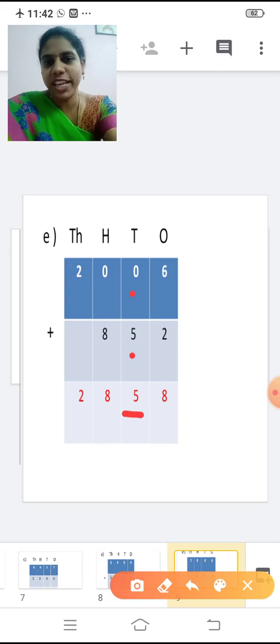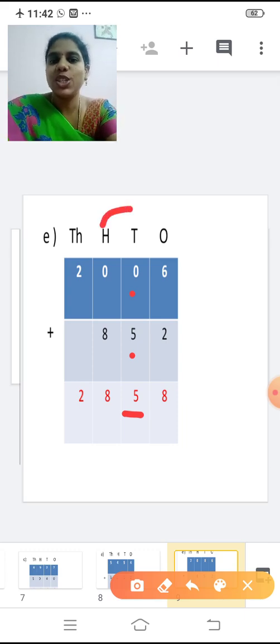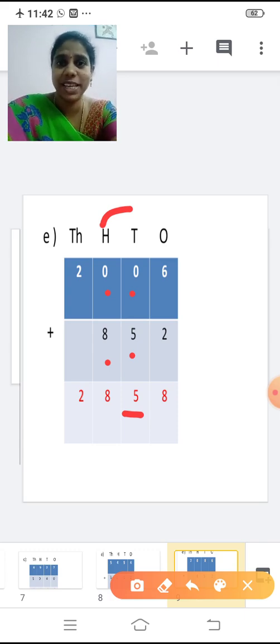Now move on to the next one, hundreds place. So now add 0 plus 8. Add 0 and 8 and tell me the answer now, children. Yes, 0 plus 8 is 8. When you add 0 to any number, the number will be unchanged. It will not change, right? So 0 plus 8 is 8.